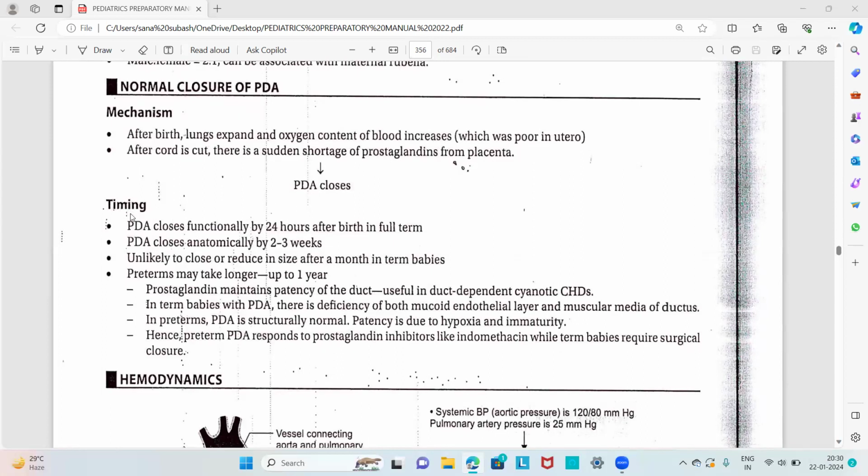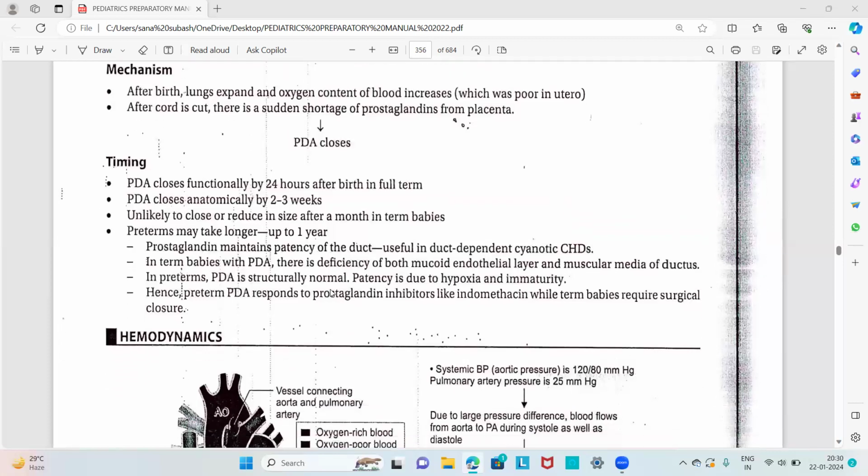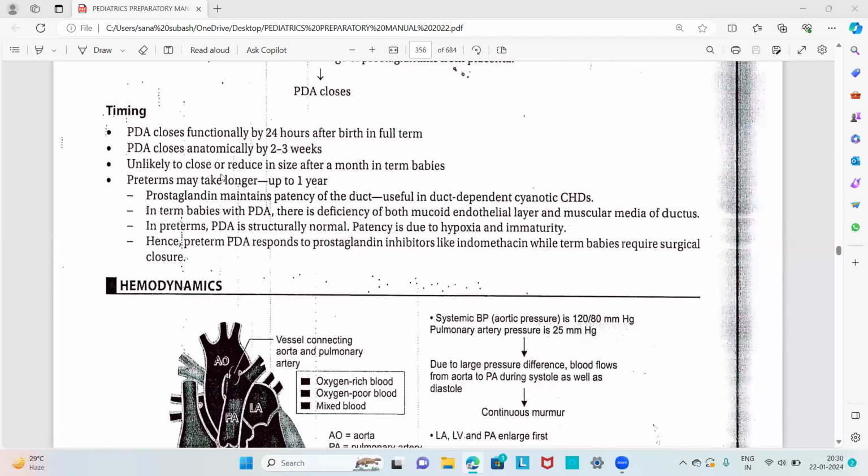As for the timing of closure, the ductus arteriosus closes functionally by 24 hours after birth in the full term, and closes anatomically by 2 to 3 weeks. It is unlikely to close or reduce in size after a month in term babies. In the preterm, closure of the PDA may take longer, up to 1 year. Prostaglandin, which maintains the patency of the duct, is useful in duct-dependent cyanotic congenital heart disease.